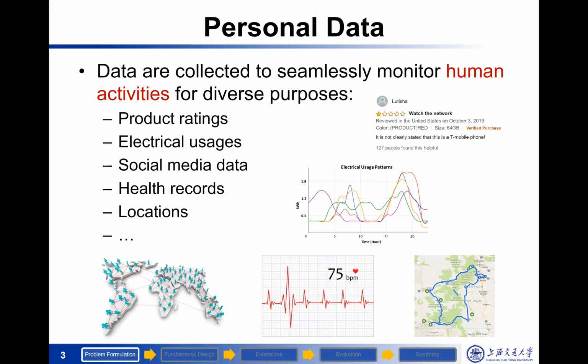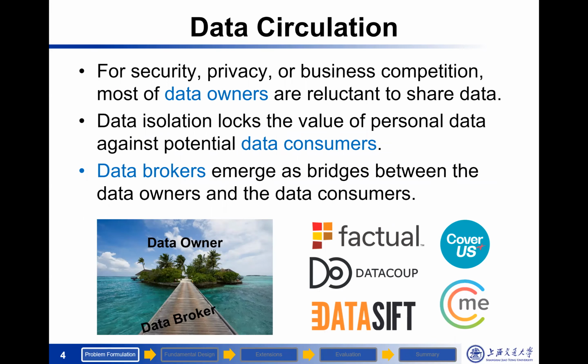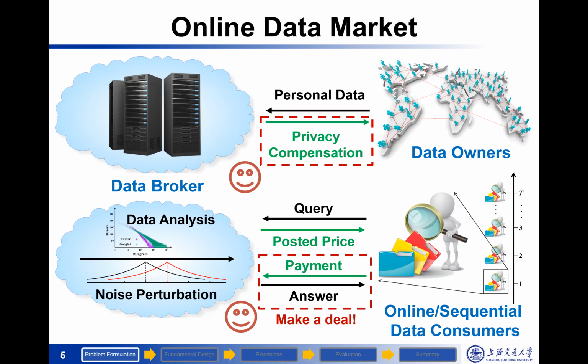Nowadays, massive data are collected to seamlessly monitor human activities, for example, product ratings, electrical usages, social media data, health records, and locations. However, for the sake of security, privacy, or business competition, most data owners are reluctant to share their private data, resulting in a large number of data islands. The data isolation status locks the value of personal data against potential data consumers, for example, commercial companies, medical practitioners, and researchers. To promote personal data circulation, many data brokers, such as Factual, DataCo, and DataSift, emerge as bridges between the data owners and the data consumers. We call the data circulation ecosystem data market.